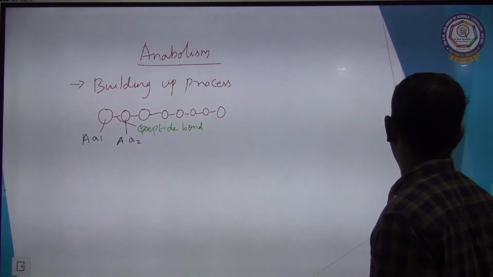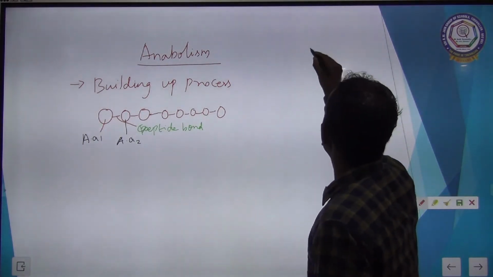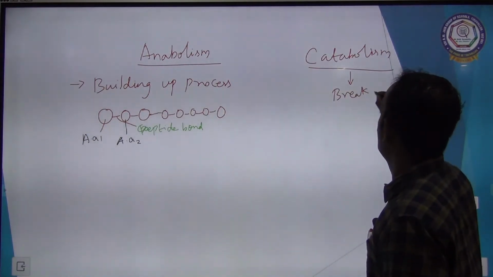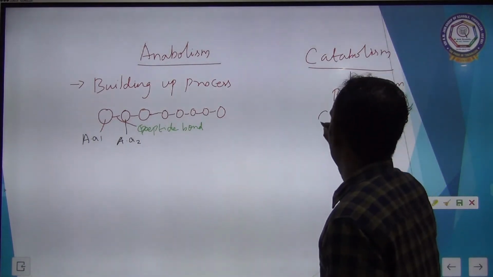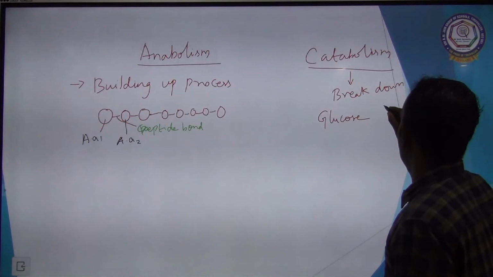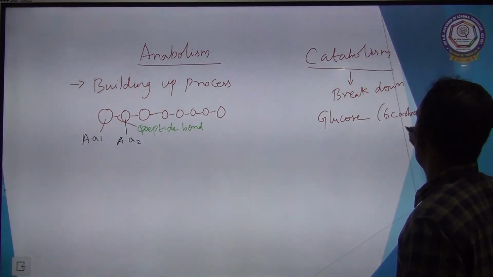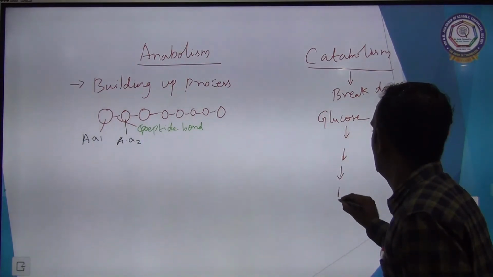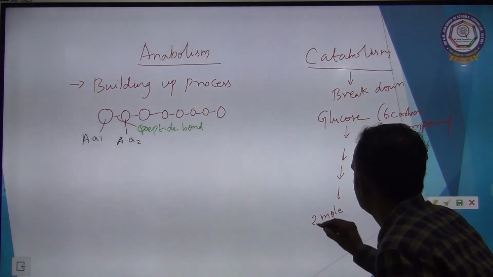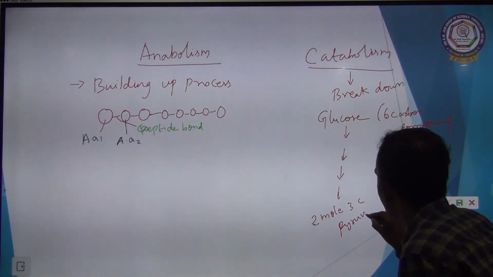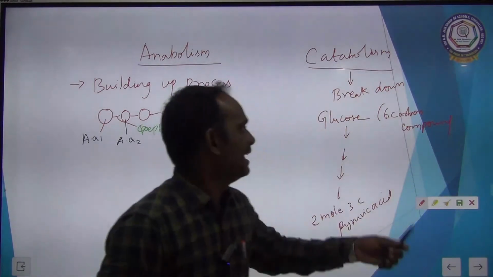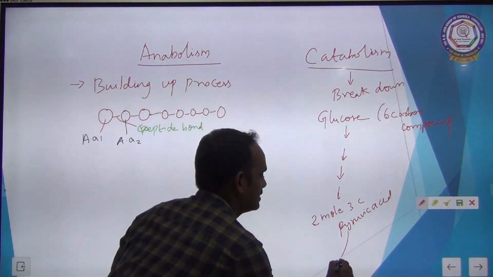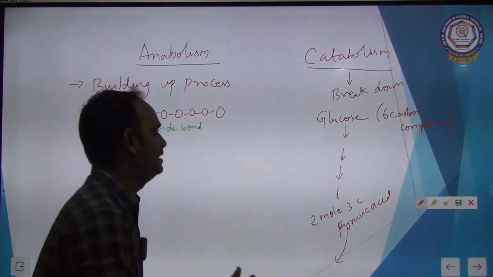In case of catabolism, as I said, catabolism means breakdown. See, for example, glucose. You know very well glucose is a 6 carbon compound. So this glucose is broken down into 2 molecules of 3 carbon pyruvic acid. So see here, the 6 carbon compound is broken down into 2 molecules of 3 carbon pyruvic acid, and then this undergoes a series of reactions. Finally we are getting energy.